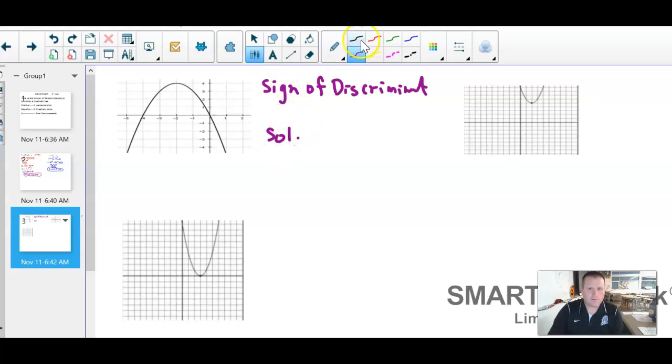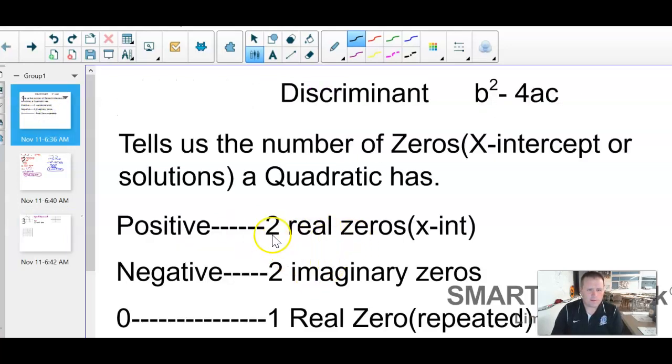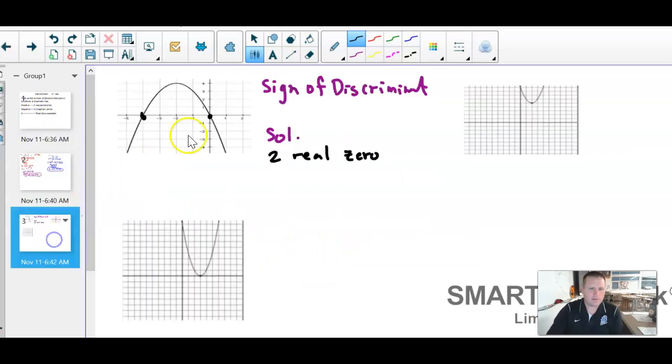Okay, so if I look at this first one, there are 2 places where it crosses the x-axis, so that means there has to be 2 real solutions or zeros. And if there are 2 real solutions, that means my discriminant has to be positive. So this would be a positive discriminant here. Okay. If I look at this left one, there are no x-intercepts.